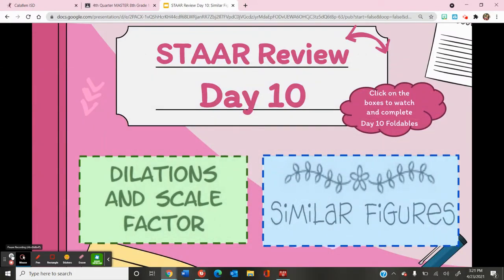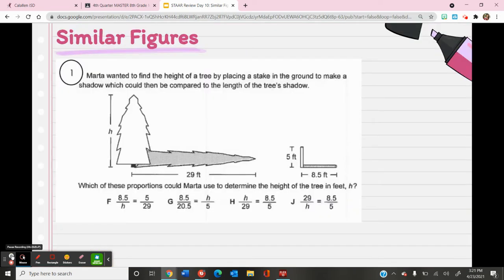So you're going to be opening page 1, and we're going to be looking at the first question. So opening this up, it says Marta wanted to find the height of a tree by placing the stake in the ground to make a shadow, which could then be compared to the length of the tree shadow. Which of these proportions could Marta use to determine the height of the tree in feet, which is h? So here we're going to go ahead and set up a box and tail.